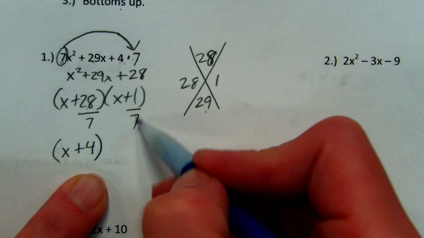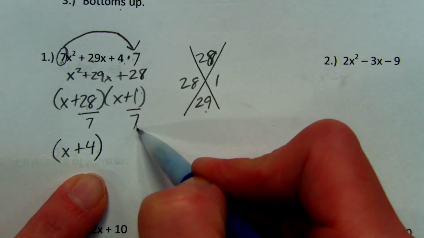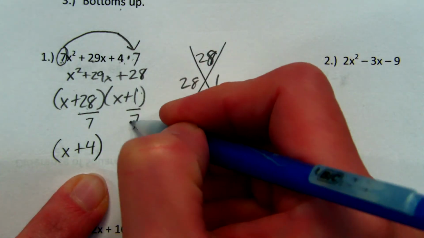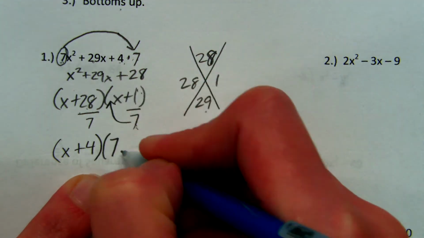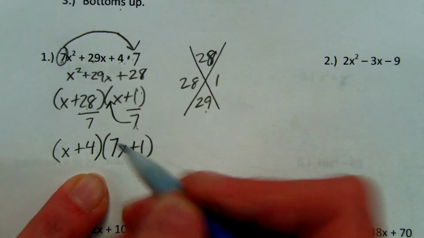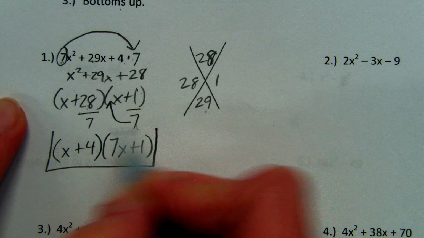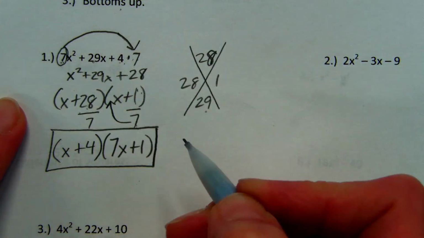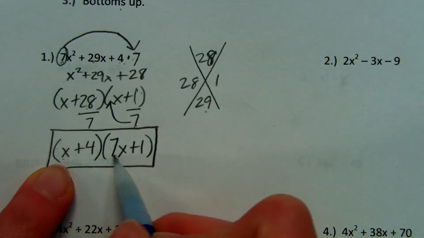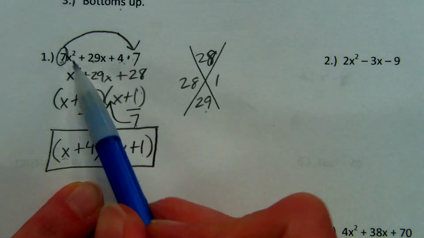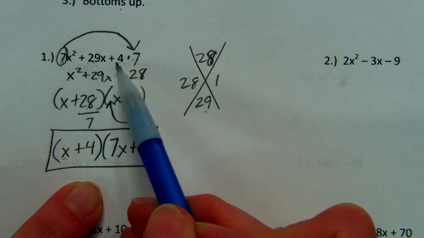And then with anything that doesn't reduce further, that's where the bottoms up comes from. The 7 jumps up in front of the x, and you get 7x plus 1. This is a cool trick that I learned from a video from some guy in Australia, and it works. If you multiply these out using your FOIL method, you will get 7x squared plus 29x plus 4.